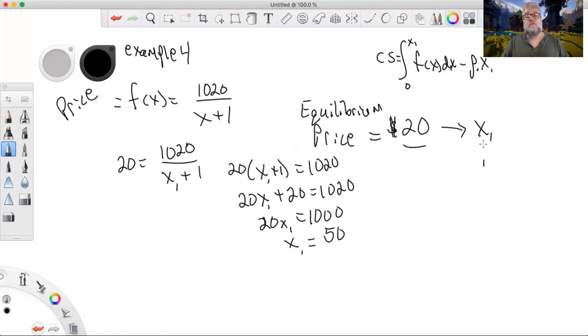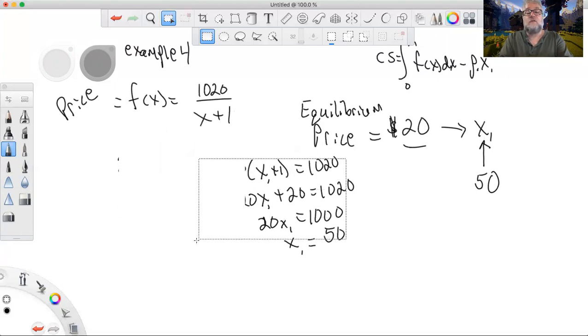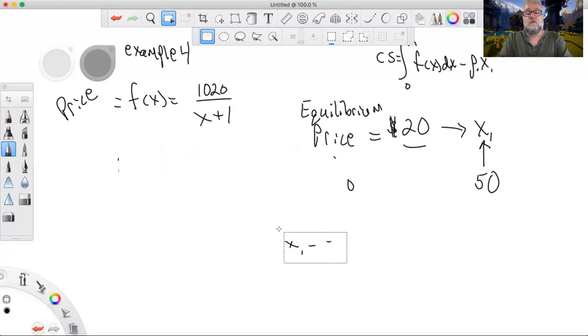So the number of units we can sell at the equilibrium price, where the supply and demand curves match, is 50. Okay, so that was the first step, is find the number of units we can sell at the equilibrium price.